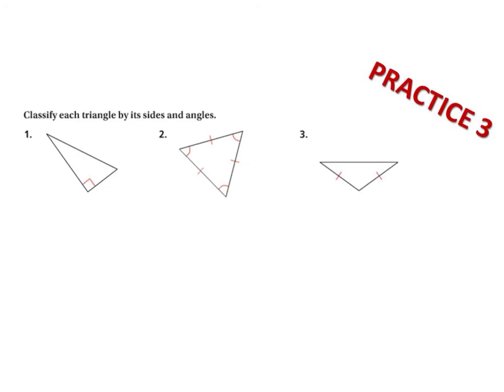And your final problem is to classify each of these 3 triangles by its sides and angles. That means each one of these triangles will have 2 names. One where it's classified by its side length, and the other where it's classified by its angle measurements.